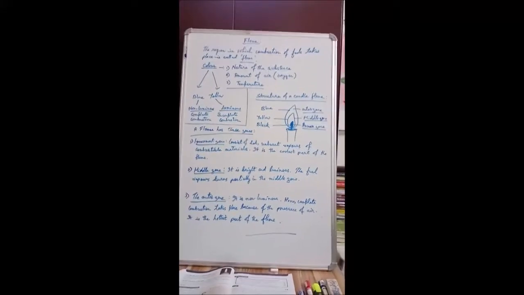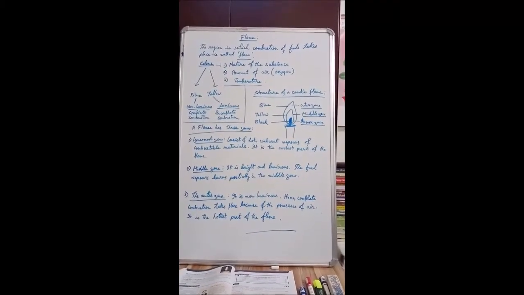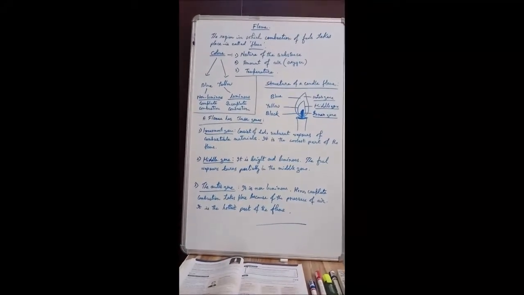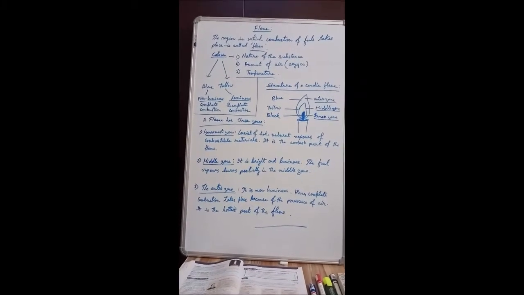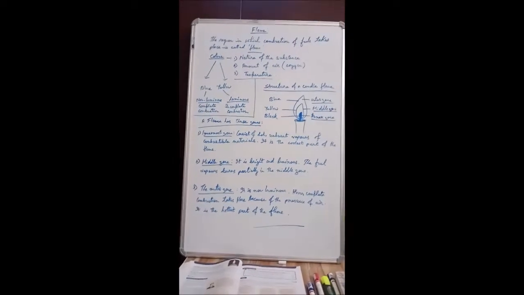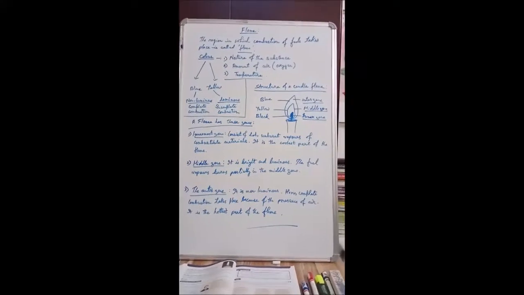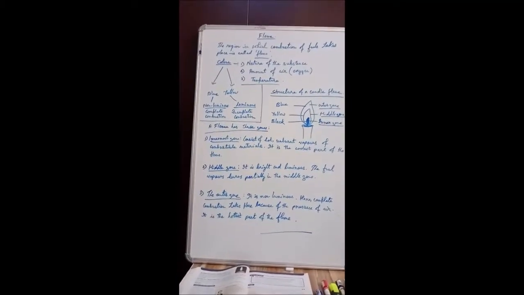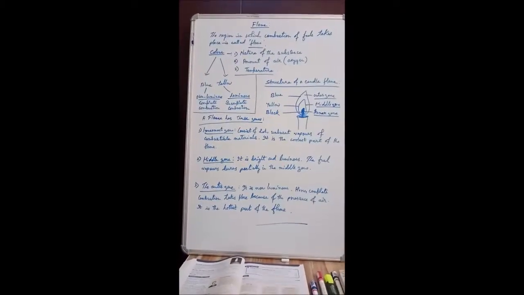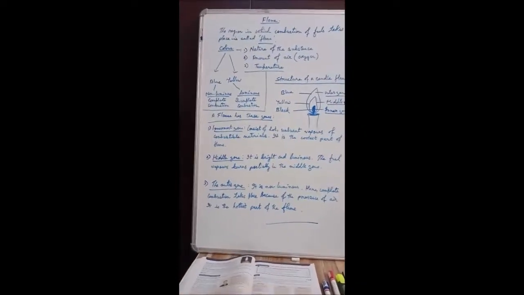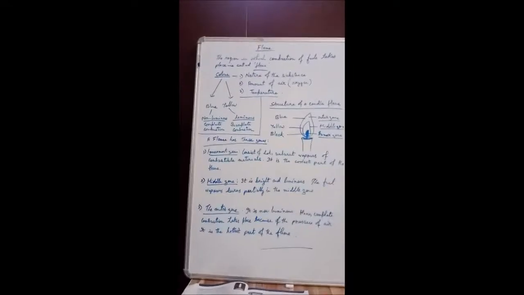We get the blue flame when there is complete combustion, that means when there is a sufficient amount of air present in and around the substance. Then we get a yellow flame when there is incomplete combustion. Yellow flame is also called a luminous flame, which occurs when there is incomplete combustion of the fuel.